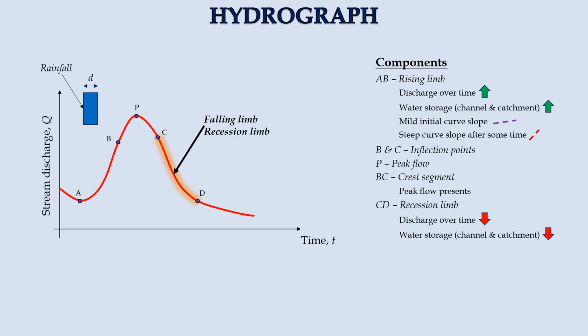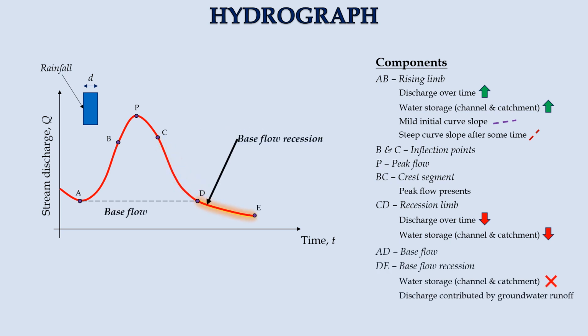At the beginning of the recession limb, the storage within the channel and catchment is at the maximum level. As time passes, the storage built up during the rainfall depletes. When the entire storage is drained out, flow through a stream may be contributed by only groundwater flow. Before the next storm event, discharge may decrease with time. This part of the hydrograph is known as base flow recession.